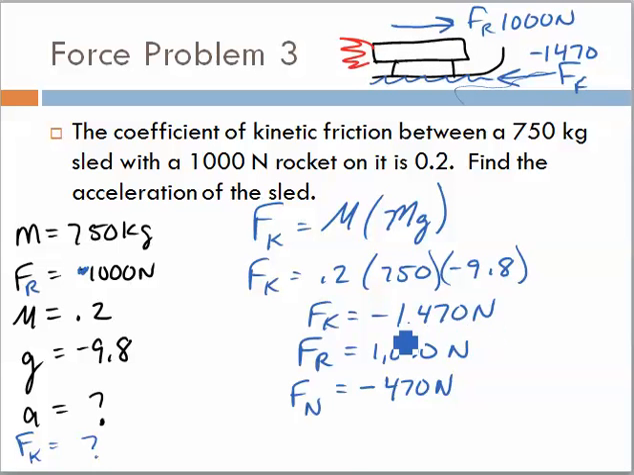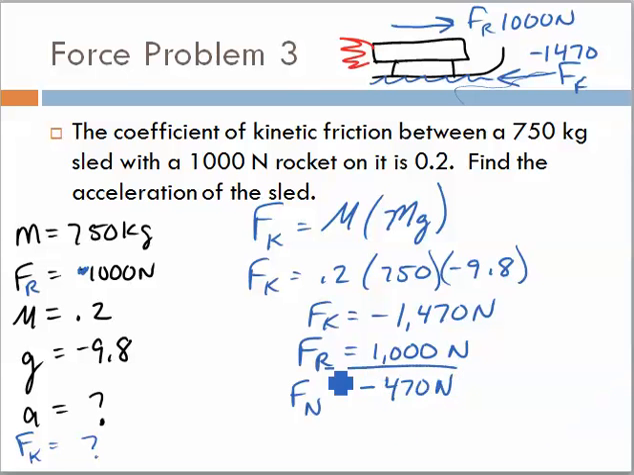Well, what I found out is my kinetic frictional force is negative 1,470 newtons. So I've drawn that up here at the top. It's pushing to the left in my drawing. It's negative because it's opposing the direction it's wanting to go. The force of the rocket engine is 1,000 newtons. So I've got that up here. It's pushing to the right. My net force, alright, when you put these two together, the net force is negative 470 newtons. Well, now I get to find the acceleration.